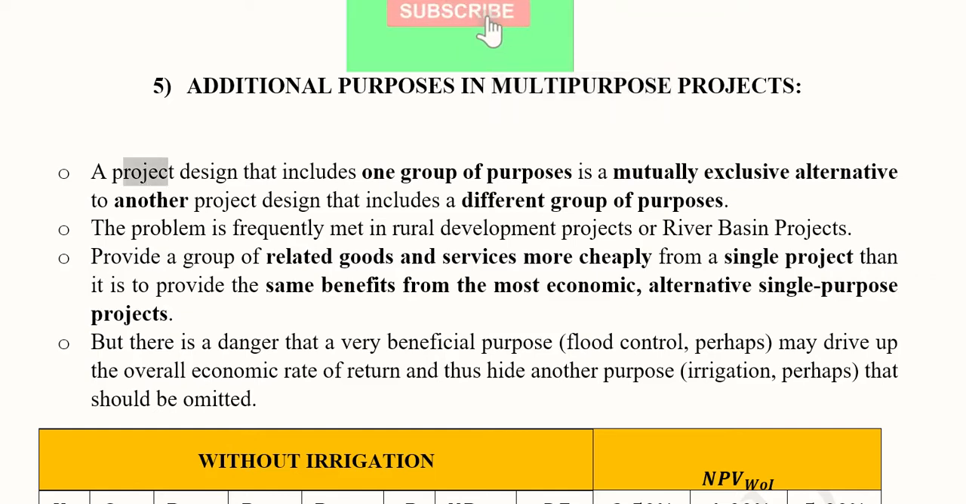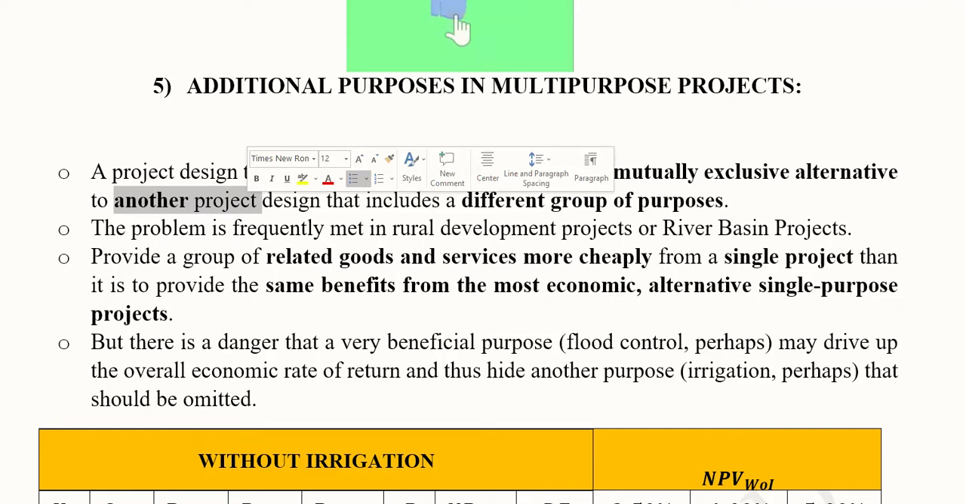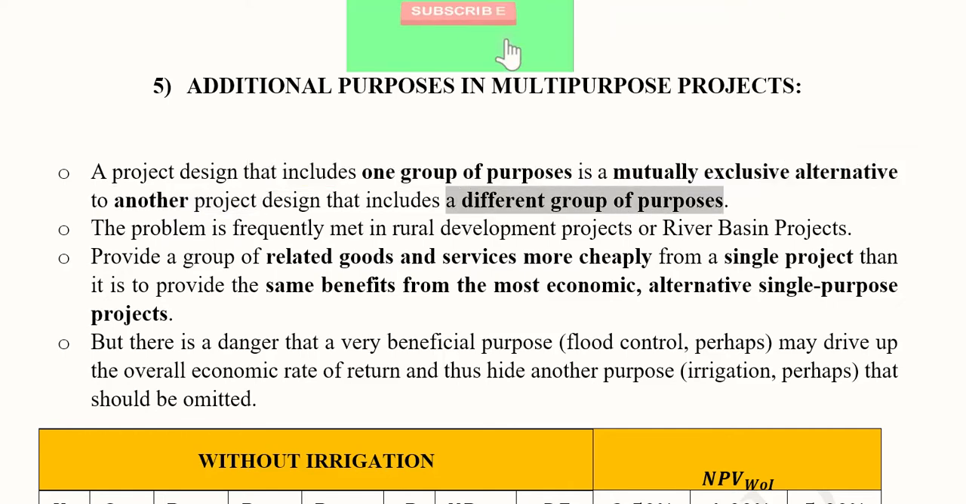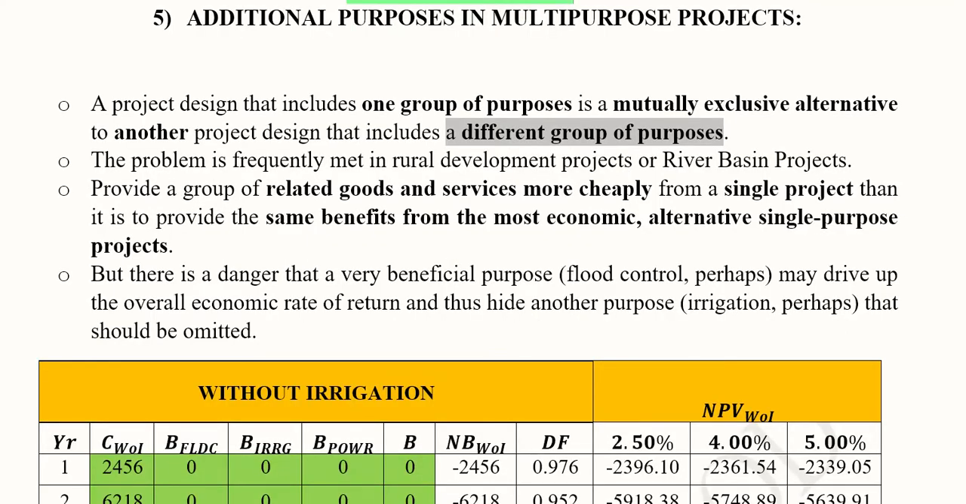Primarily, we know that project design can include one group of purposes, and it is a mutually exclusive alternative to another project which can have a different group of purposes. So there are 2 projects, for example, and they have their own groups of purposes. That's why we call them multi-purpose projects.